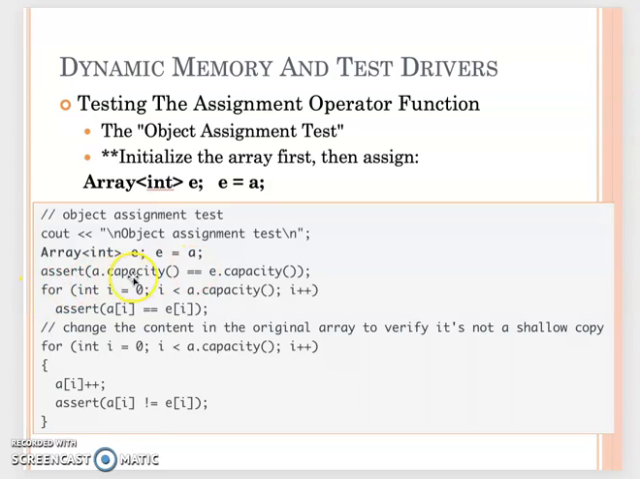So the first thing, let's check whether their capacity is the same or not. Let's check whether their data content is the same or not. But the most important thing at the end, don't forget, we need to check if they are a shallow copy or not. So that's why we try to modify each element in A. Then we will see A shouldn't be the same as E for each element.